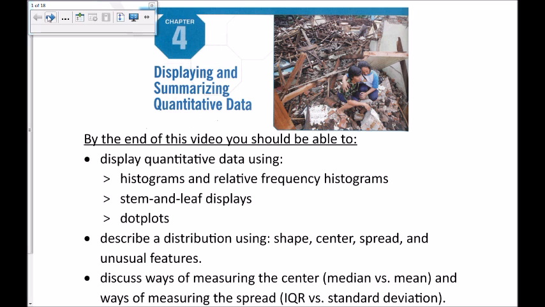You should also be able to describe a distribution by talking about the shape, center, spread, and unusual features of that distribution. You should also be able to discuss ways of measuring the center and ways of measuring the spread for a distribution.